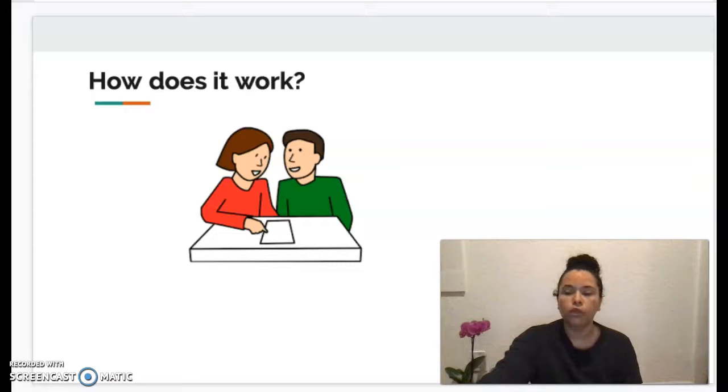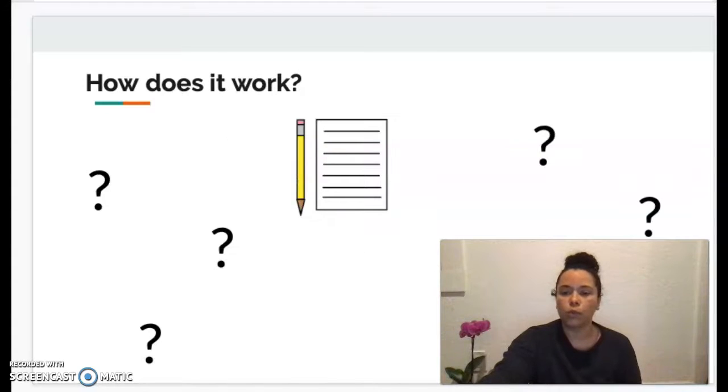How does it work? So you need partners of two. You need partner A and partner B, and they need to be side by side, so shoulder to shoulder. Depending on how you have your classroom set up, you might have to rearrange it. So if you have students sitting in groups of 4, that could work because you'll have 2 people sitting next to each other. Or you can just rearrange it to have them sitting in pairs or standing in pairs if you have kinesthetic learners. What you will need is 1 piece of paper and 1 pencil and questions.